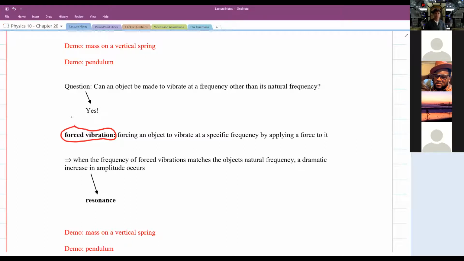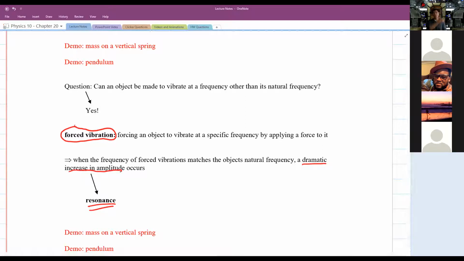Or I could be causing the swing to swing less and less if I don't time my pushes right. Well, if I time my pushes so that the frequency of my pushes matches the same frequency that the swing naturally wants to go back and forth at, I can cause this swing to go higher and higher and higher. Basically, I'm increasing its amplitude. And this is what resonance is. Resonance is a dramatic increase in amplitude that happens when the frequency of forced vibrations matches an object's natural frequency.